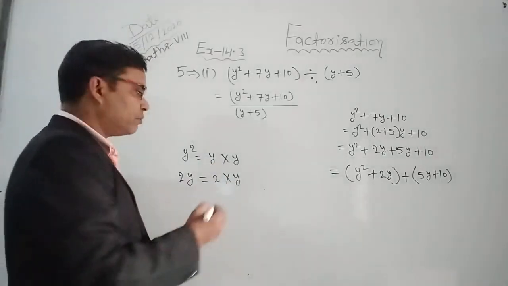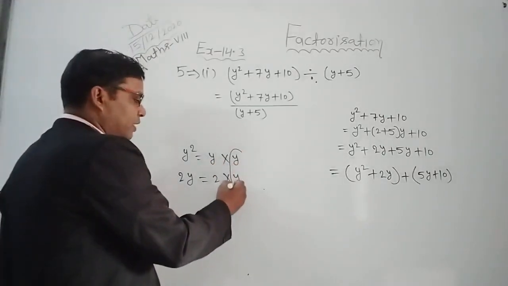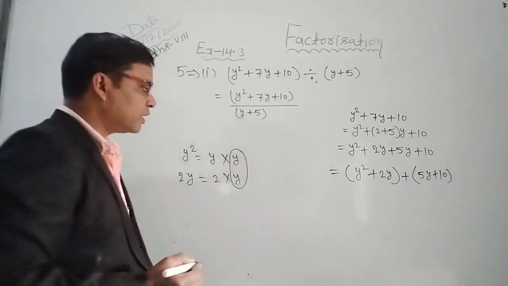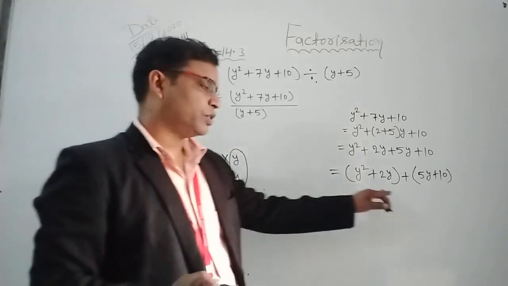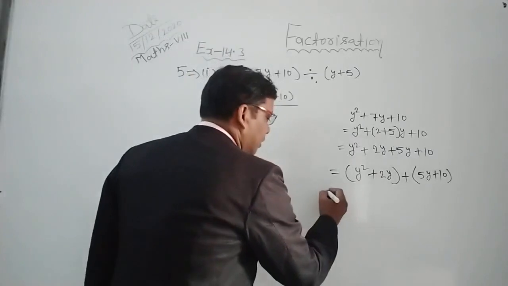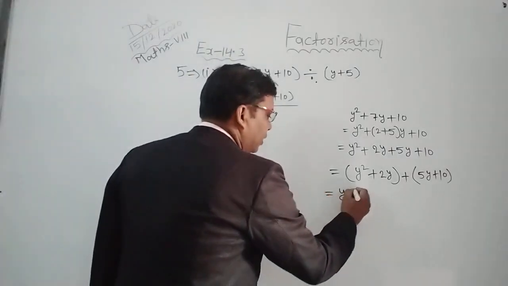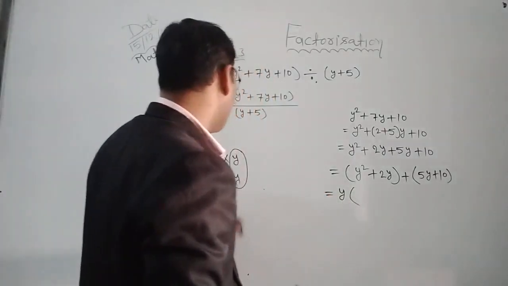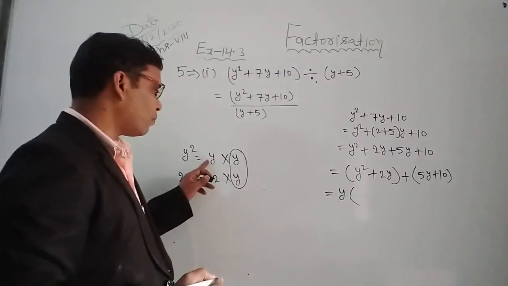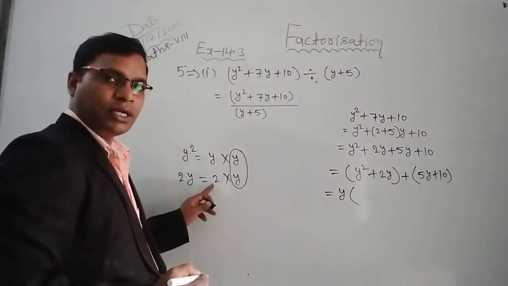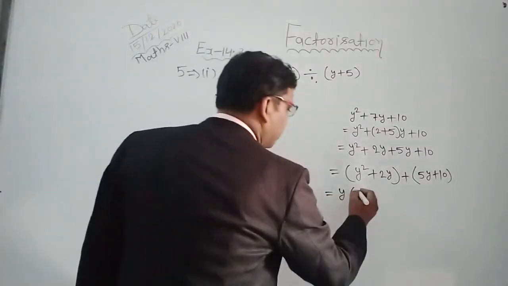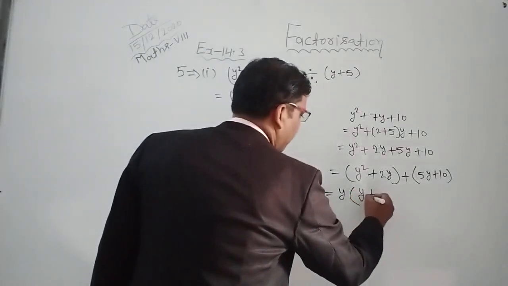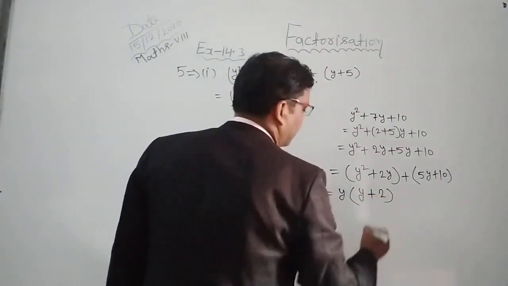You can see here in both terms y is common. It means that you can take common y from these terms. So the next step, you write your y into brackets. Here in the first term we get y, and in the second term you get 2. So you can write y plus 2.